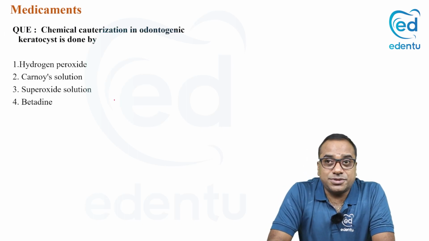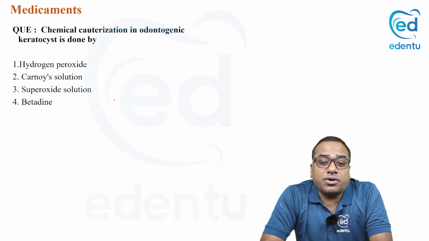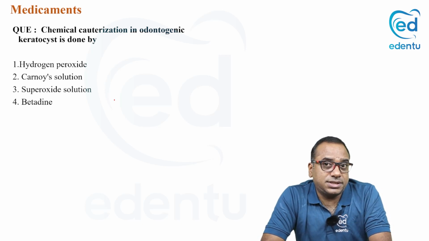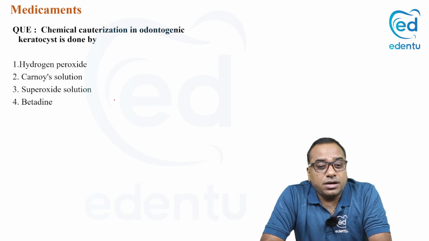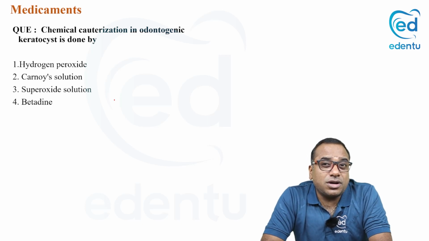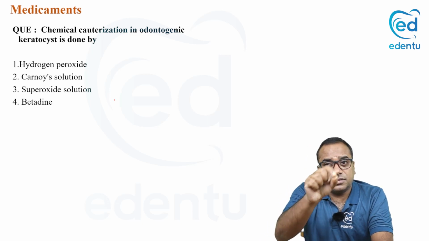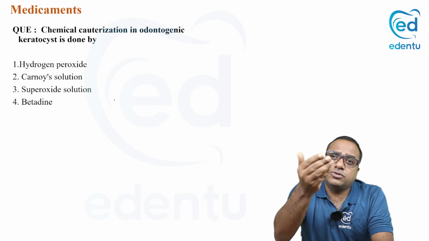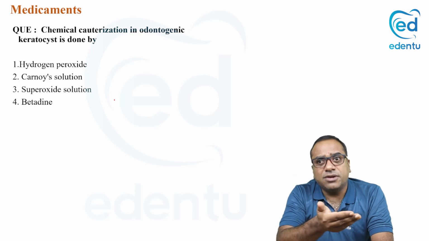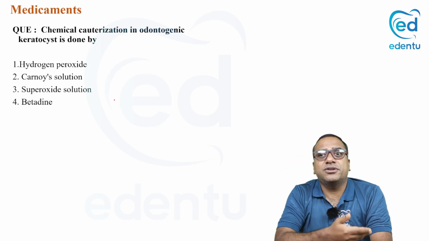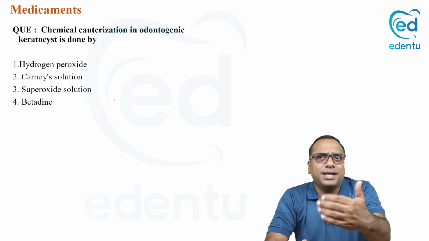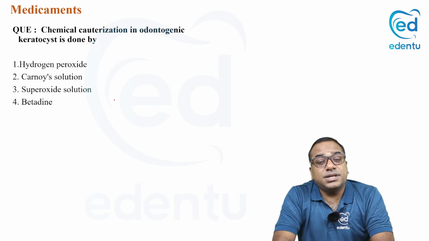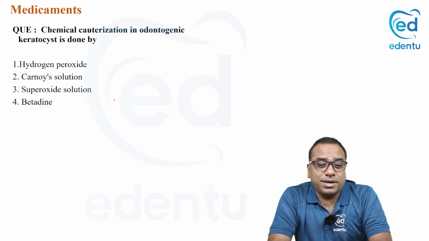So let us solve an MCQ. Chemical cauterization in odontogenic keratocyst is done by, so we have got 4 solutions now. Chemical cauterization. So what is cautery? Cautery means electrocautery, where there will be 2 loops when you punch it. Cautery can be used for sectioning also. It can be used for ablation also, or it can be used for fusing 2 things also. We will be reading that in a later topic. So this is chemical cauterization with the help of chemicals in OKC.